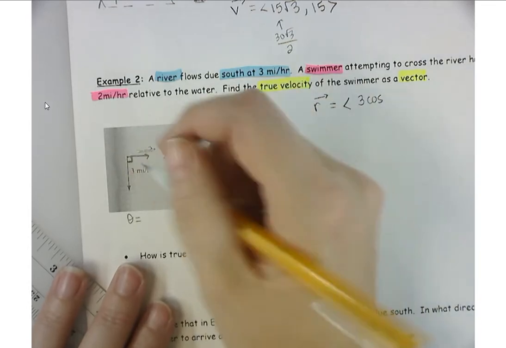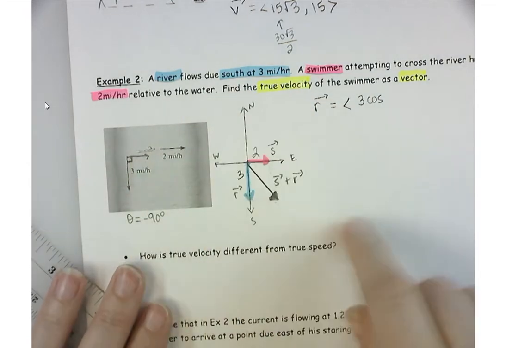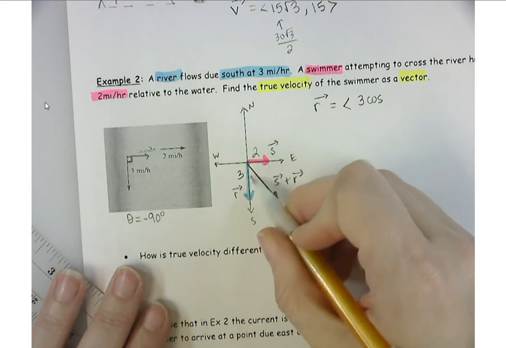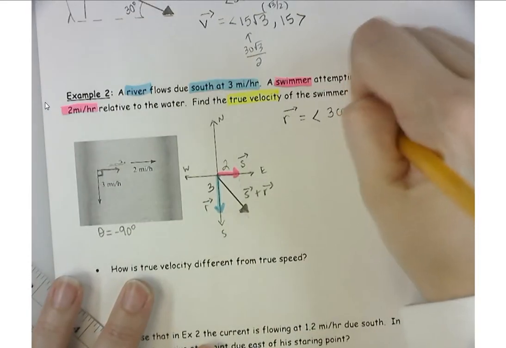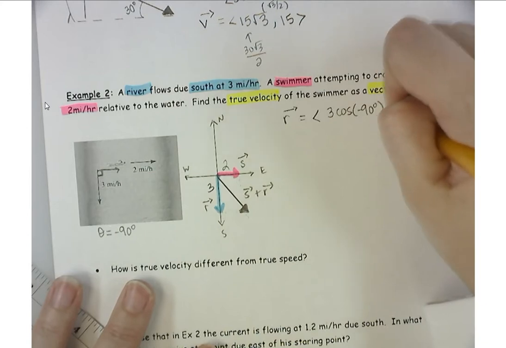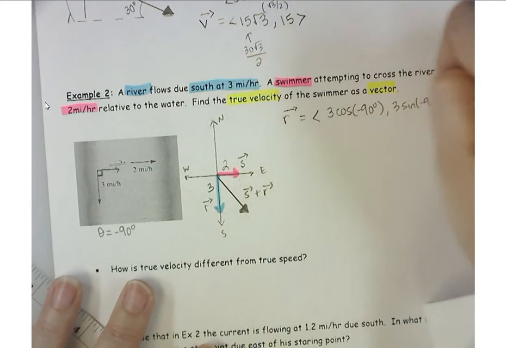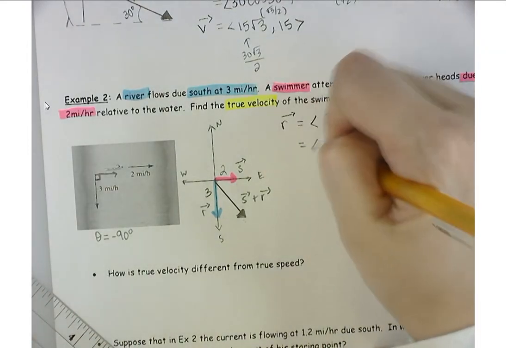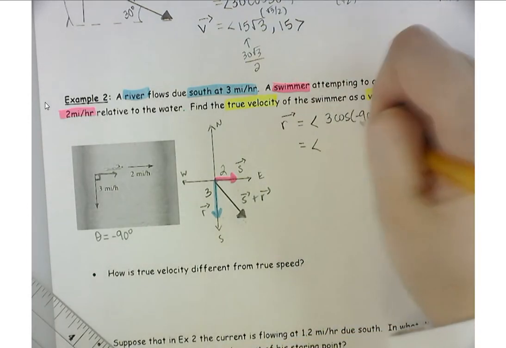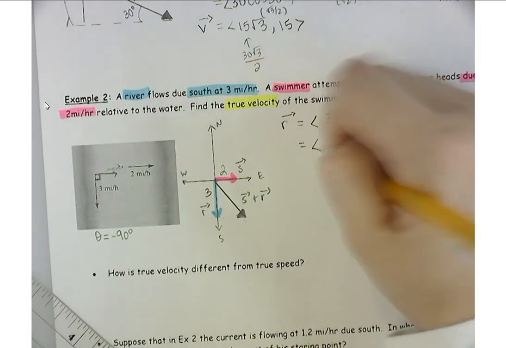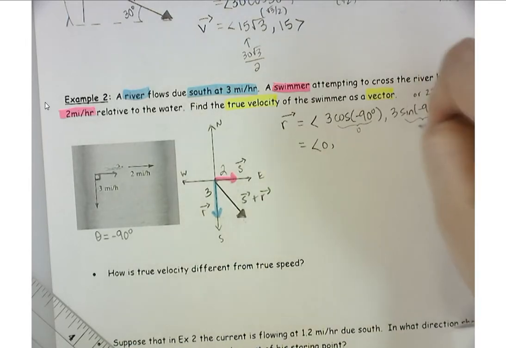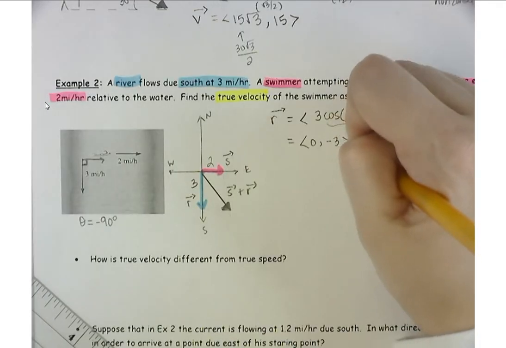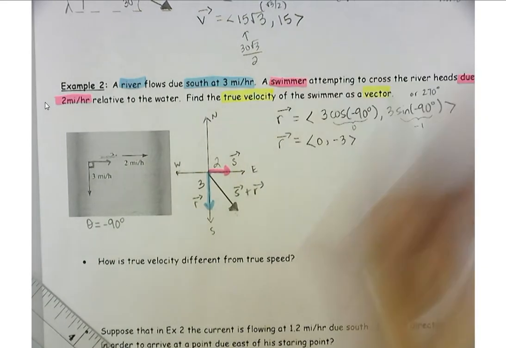Close. Negative 90. See how we're going in the negative direction here? We're going clockwise. So your theta value is going to be negative 90. Or you could also write, instead of negative 90, you could write 270. Yep, so either one of those is fine. Okay, and at that point, your cosine is 0, which means this is going to be 0. And your sine is negative 1, which means you're going to have negative 3. Okay, so that's your river velocity.